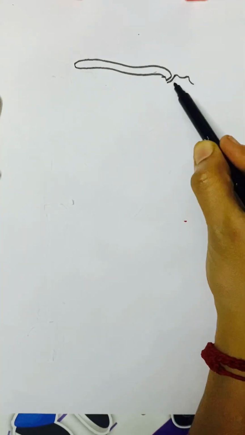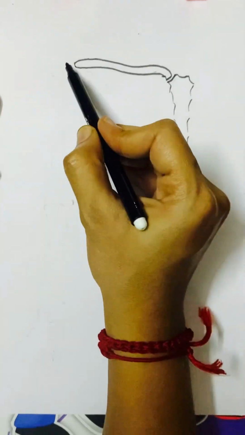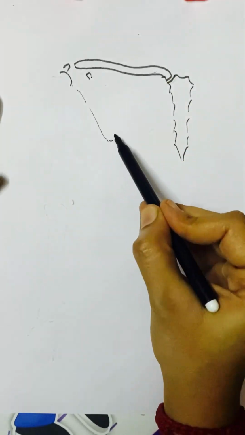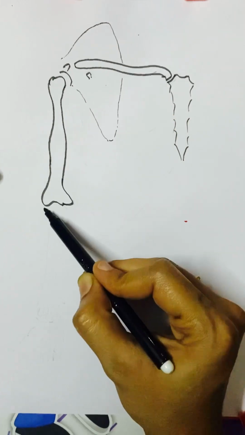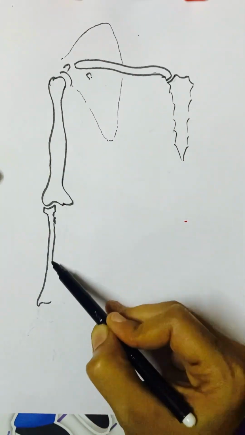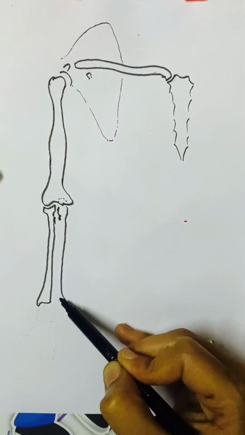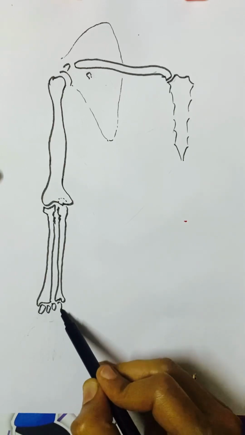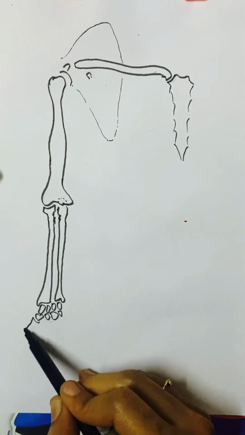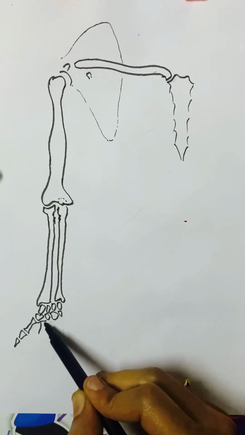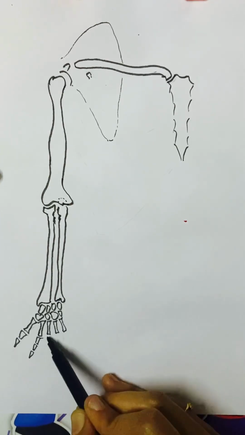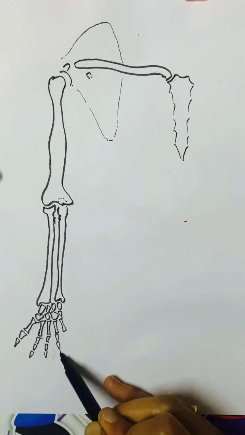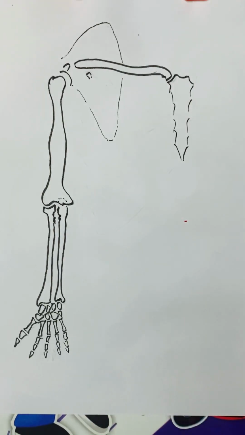So let's see about upper limb. What are the bones? Clavicle, sternum, scapula. The arm bone is humerus. Forearm bone, laterally it is radius, medially ulna. It articulates with 8 carpal bones. Then we have 5 metacarpals and 14 phalanges, 2 in the thumb and 3 in each finger.